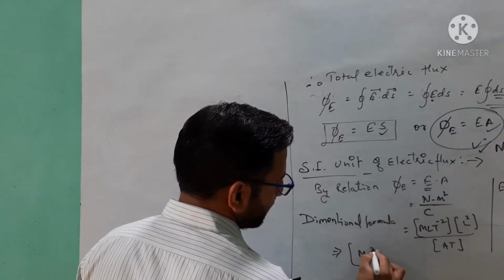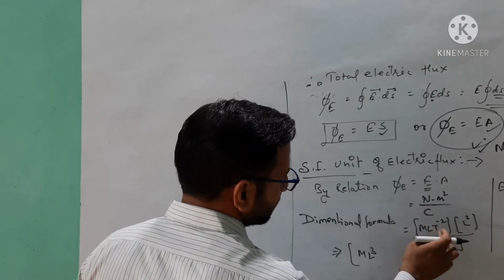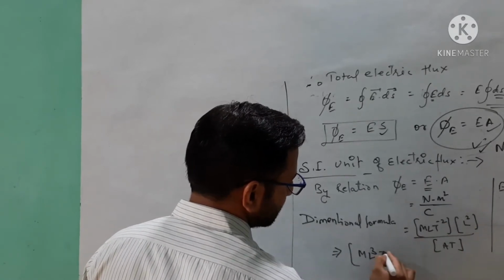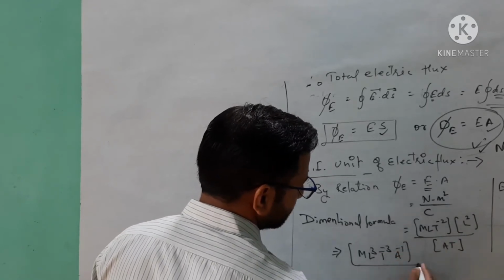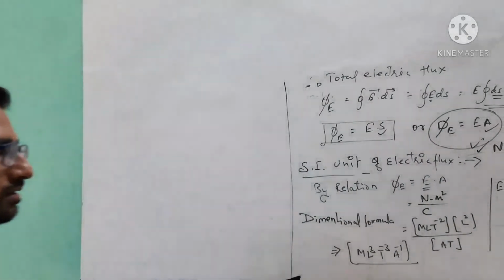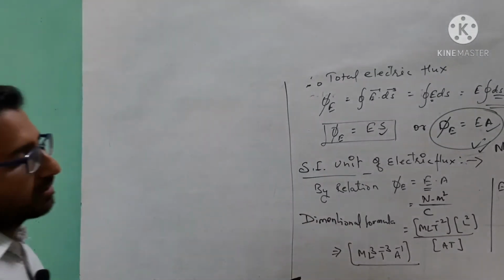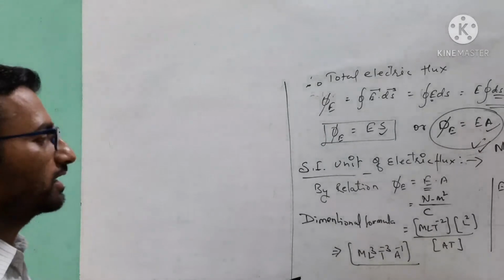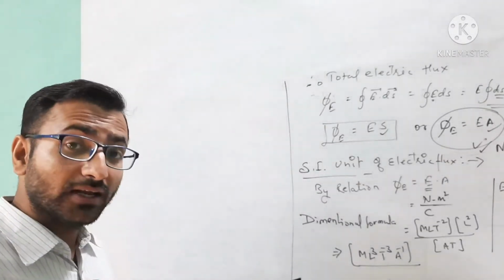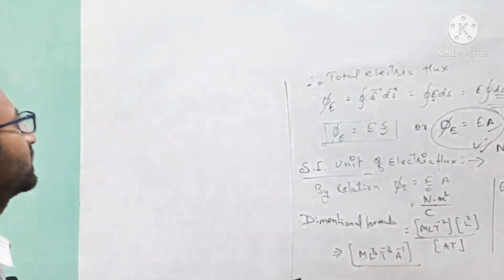M L cube T minus 2 minus 3 and A minus 1. Kindly check out this M L cube T minus 3 A minus 1. Yes, this one is the SI unit and dimension formula of electric flux, which is a scalar quantity.